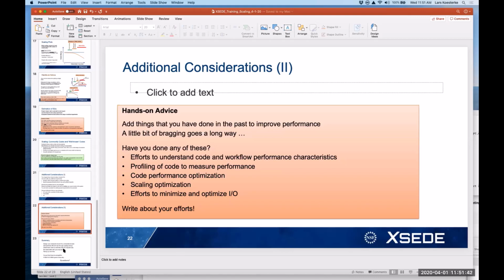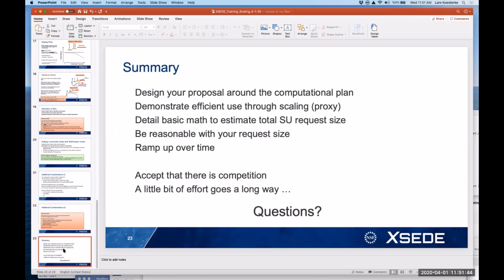Okay, and I think now I'm already on my last slide. Design your proposal around the computational plan. Demonstrate efficient use of the resource through scaling, and your scaling is a proxy.